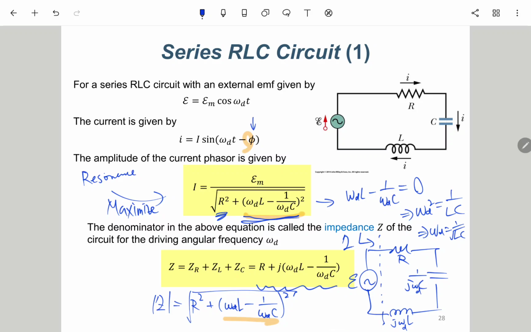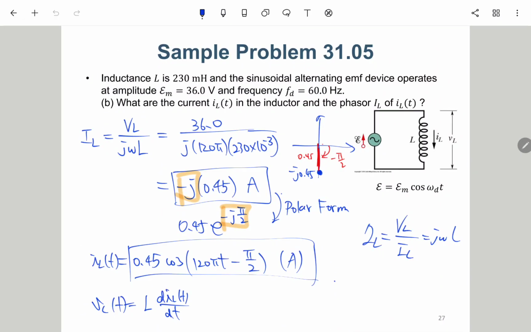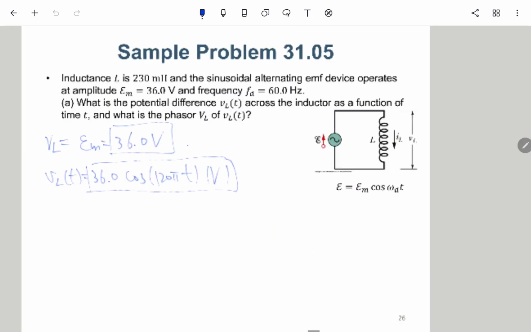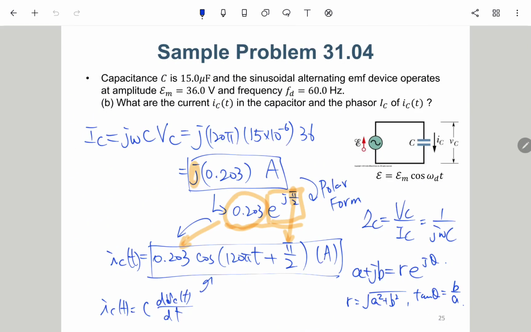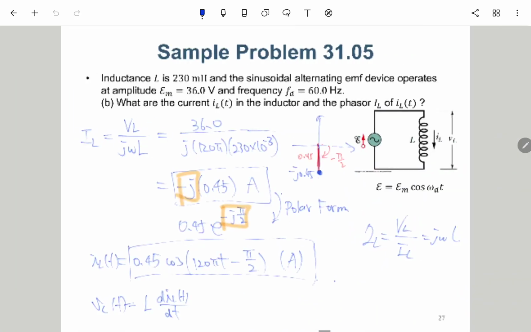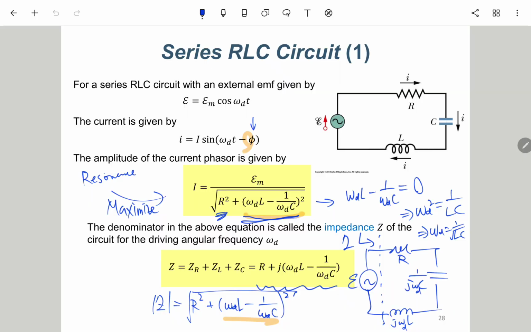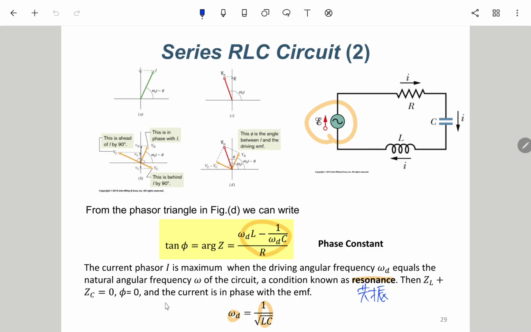In this case, this phi will be 0, which means that the voltage and the current are in phase. For the inductor or for the capacitor, the voltage and the current are 90 degrees off from each other. But here, for the resonance case, this phi is 0, so the voltage and the current are in phase. So in this case, the current is in phase with this omega d. So if omega d is equal to this thing, this circuit is in resonance.